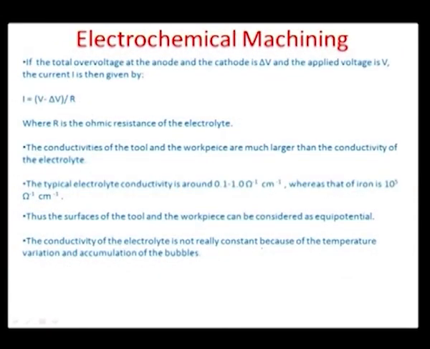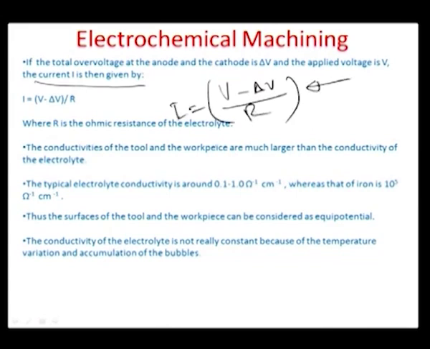Therefore, the current which actually comes out now because of the electrochemical transport is given by the design voltage minus the over voltage per unit resistance of the bulk of the electrolyte, where R is the resistance of the electrolyte.